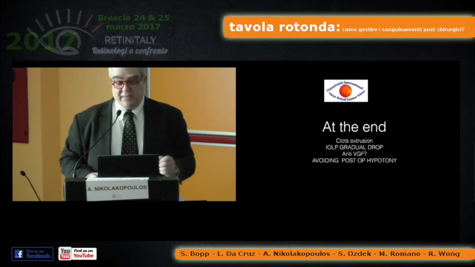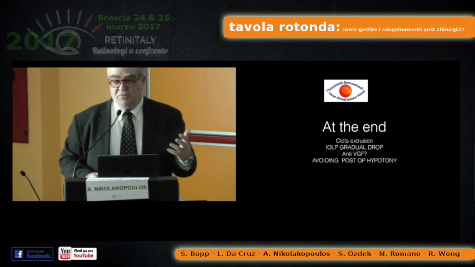At the end, clots extrusion, the same thing while we're talking. Don't leave the patient with clots on the surface of the eye, because you're afraid that if you remove the clots, it's going to rebleed. No, you have to remove that. And the gradual drop of the IOP.